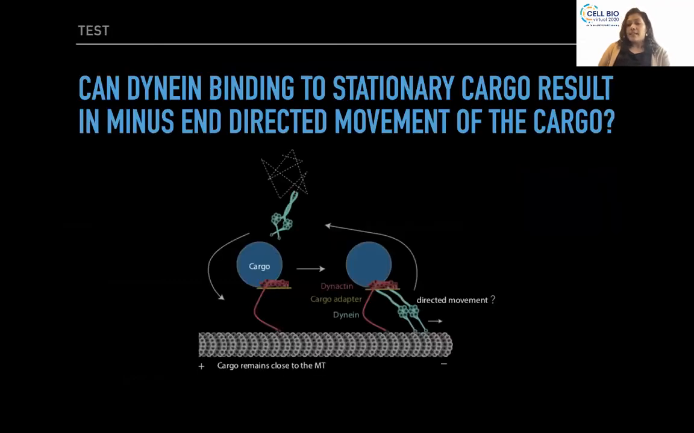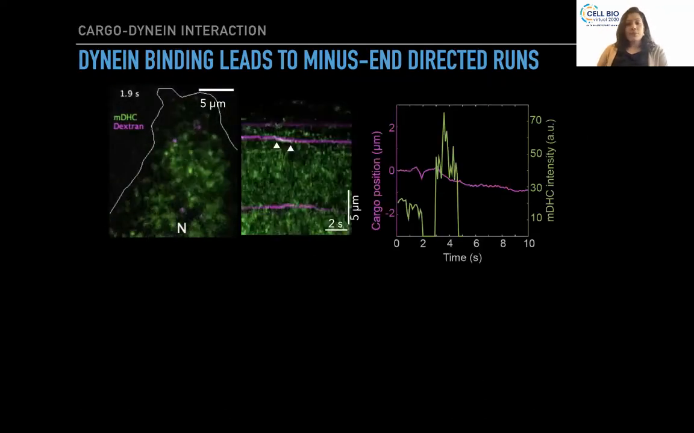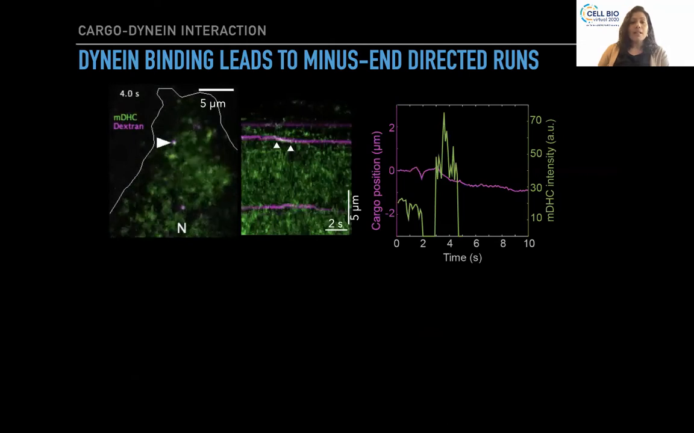So the question we asked next was, putting all of these together, can we have a picture emerging wherein we see that dynein is able to attach to cargo and DYNACTIN positioned close to the microtubules and enable a short minus end directed run on the microtubule? And for doing this, we actually had to do a bit of hard work with respect to our microscopy, because this is quite a challenging experiment.